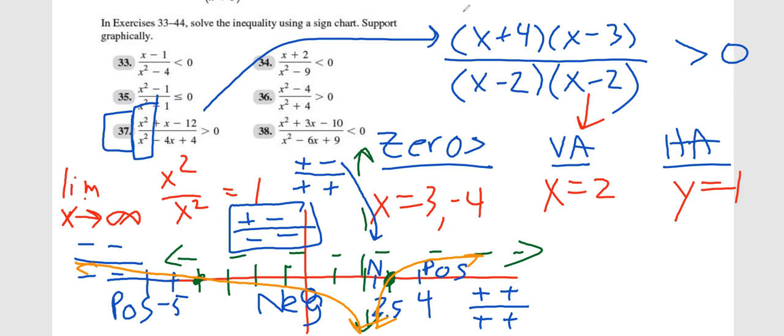It has to go all the way to the vertical asymptote too. So we have to be close to this horizontal asymptote. It's positive, positive, positive, 0. Negative, negative, negative, negative, negative.